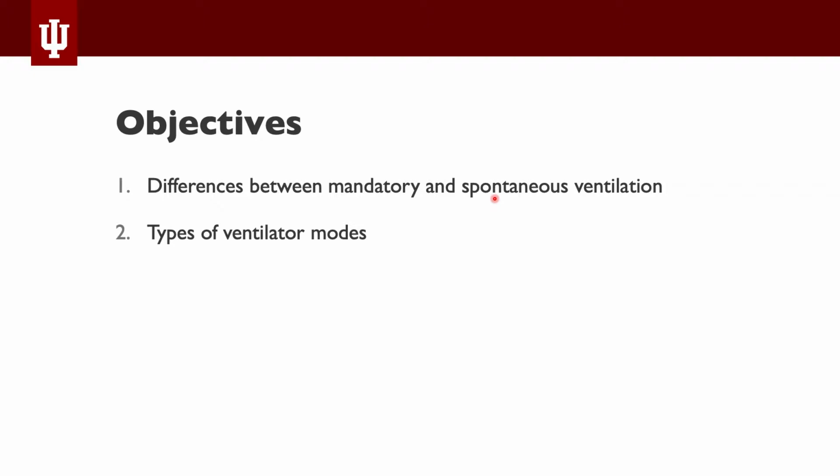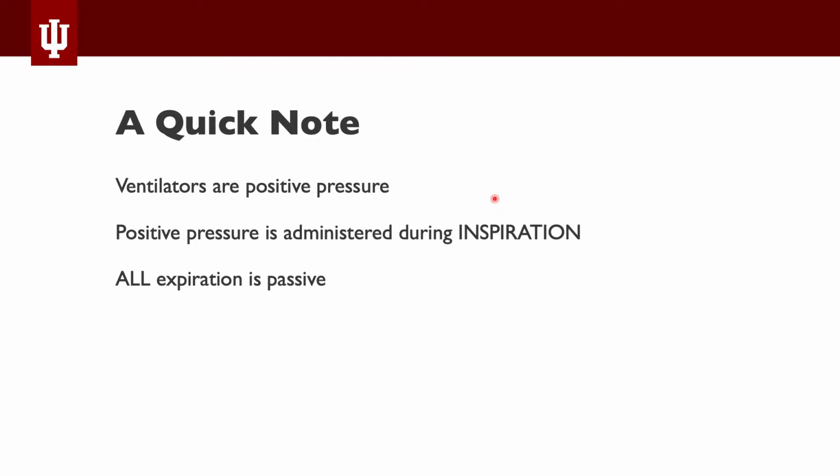and how to make sense of all these letters that the ventilator gives us. Quick note, ventilators are positive pressure, and so we have a lot of control over inspiration, how long the breath is, how big the breath is, but all expiration is passive. So we really don't have much control over expiration, with the exception of maybe how long the patient is allowed for expiration.